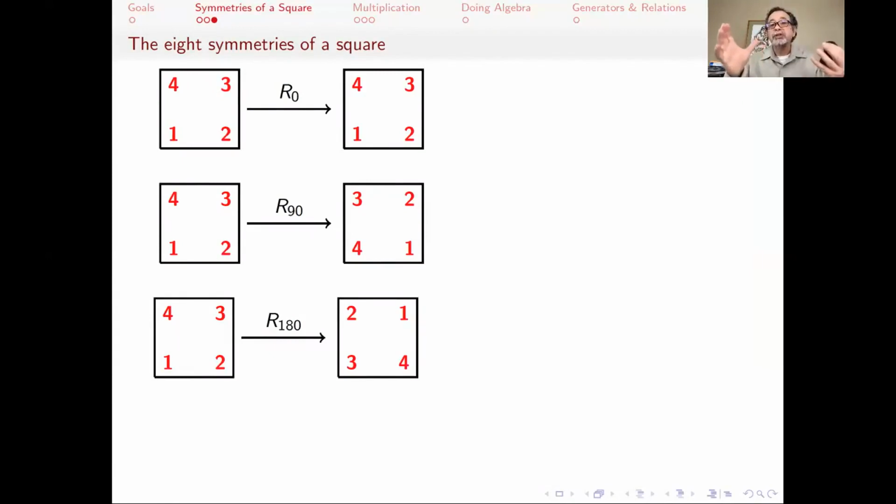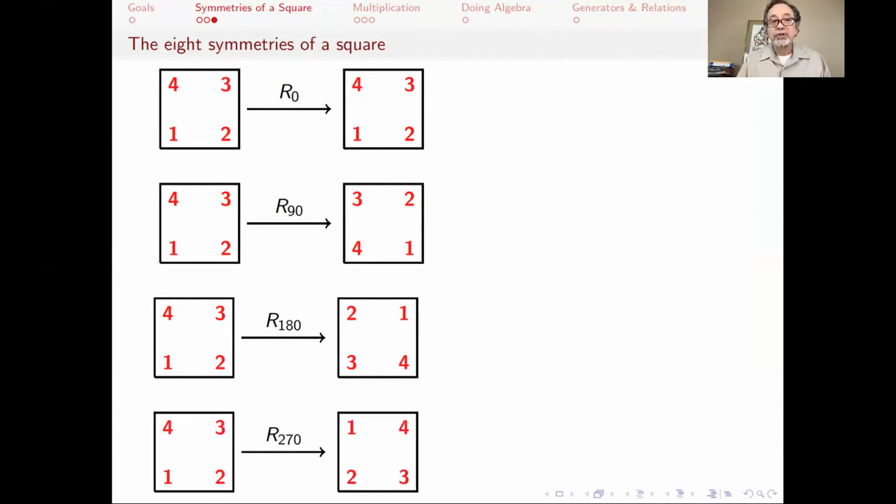If you take any geometric object out of its frame, you can put it back in right the way you found it. The square has other ones. You can do 90 degrees, 180 degrees, and 270 degrees. All of these are counterclockwise.